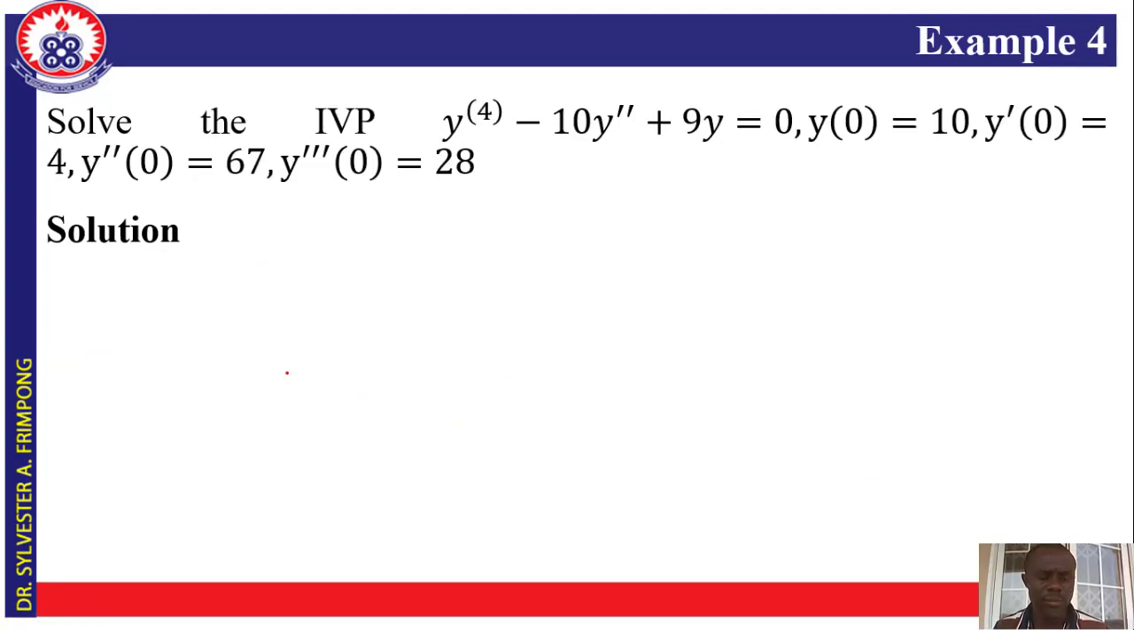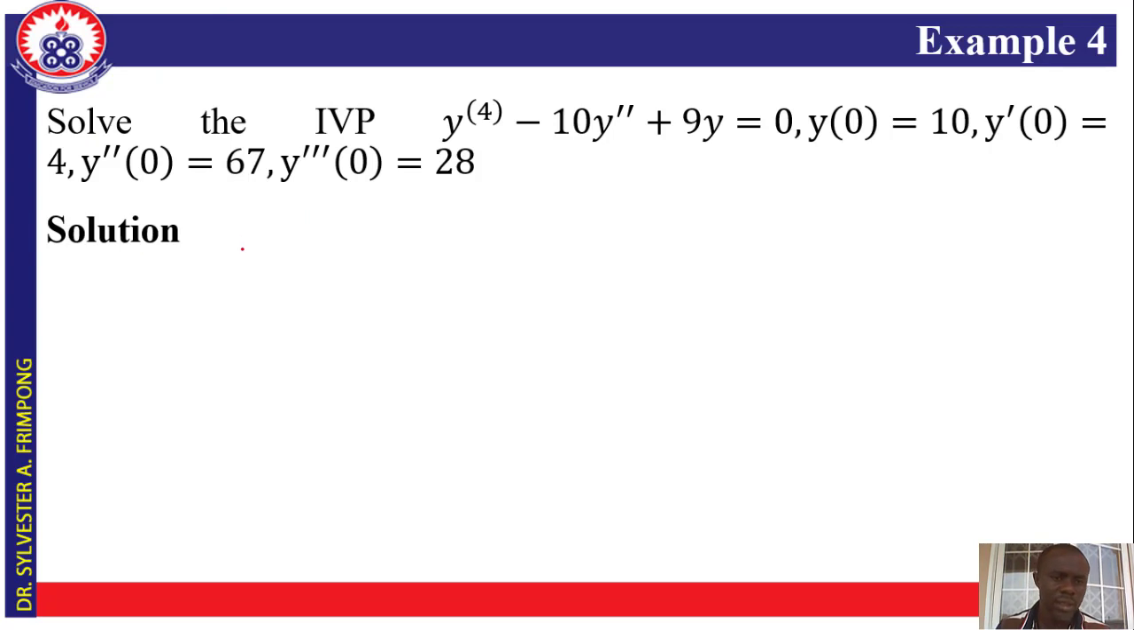Let's look at another example, which is an IVP. Solve the IVP y to the fourth derivative minus 10 y double prime plus 9y equal to 0, given that y of 0 is 10, y prime of 0 is 4, y double prime of 0 is 67, and y triple prime of 0 is 28.